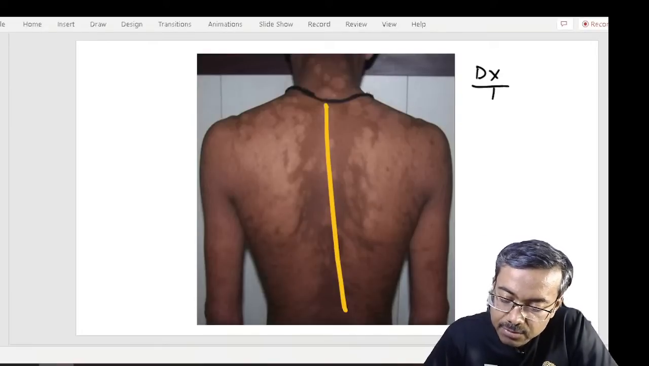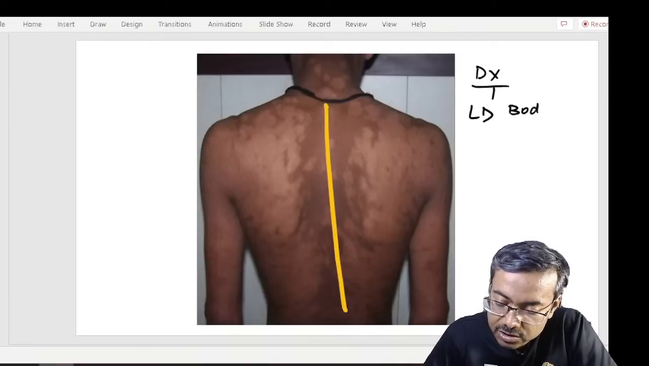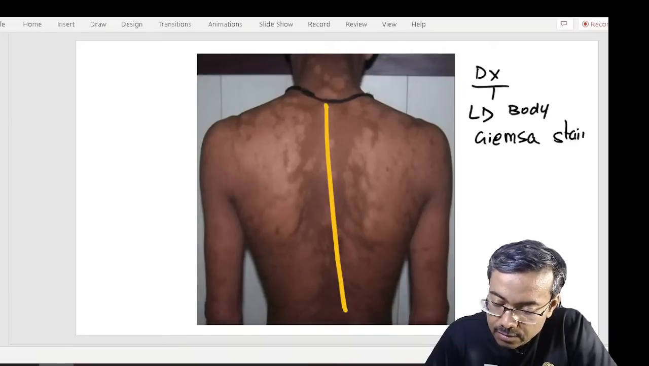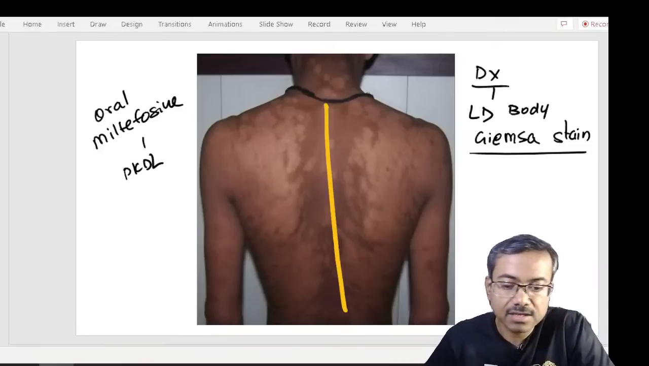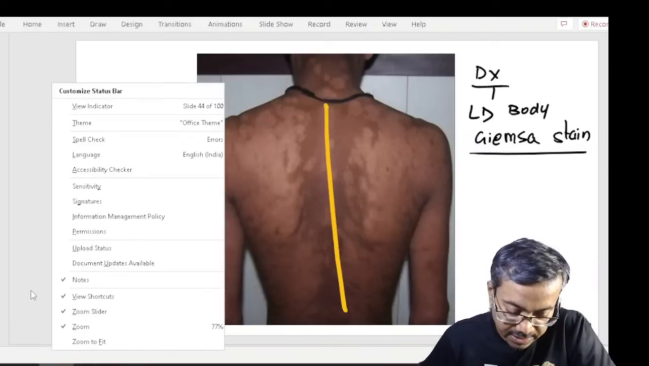Diagnosis, usually this time you will want to do an LD body demonstration from a Giemsa stain, and oral miltefosine will be your drug for PKDL. Post Kala-azar dermal leishmaniasis, PKDL.